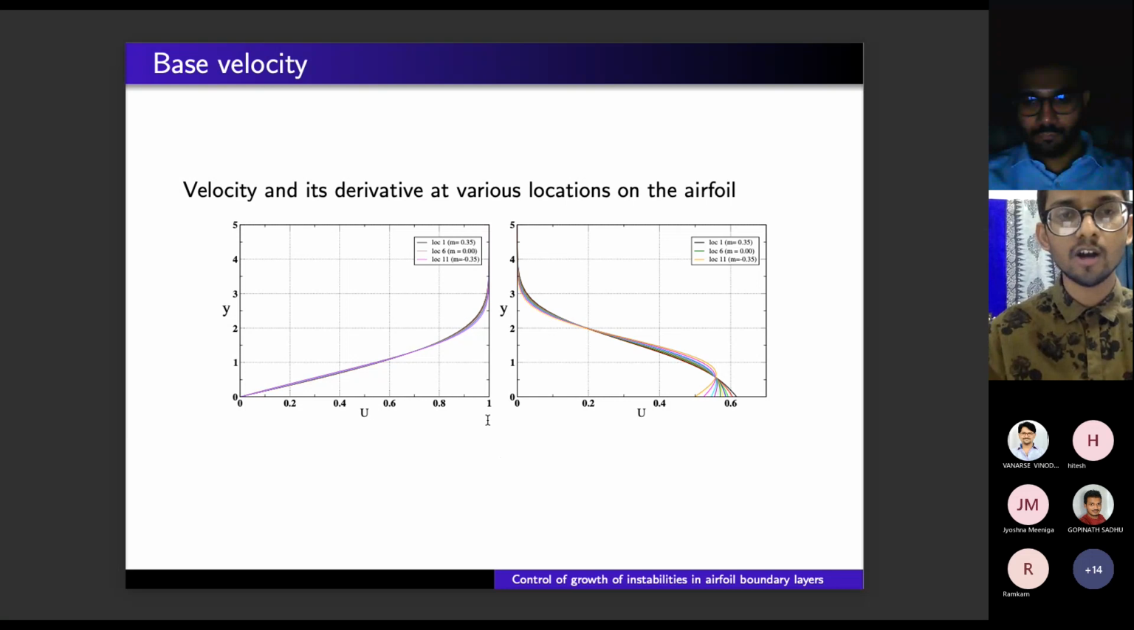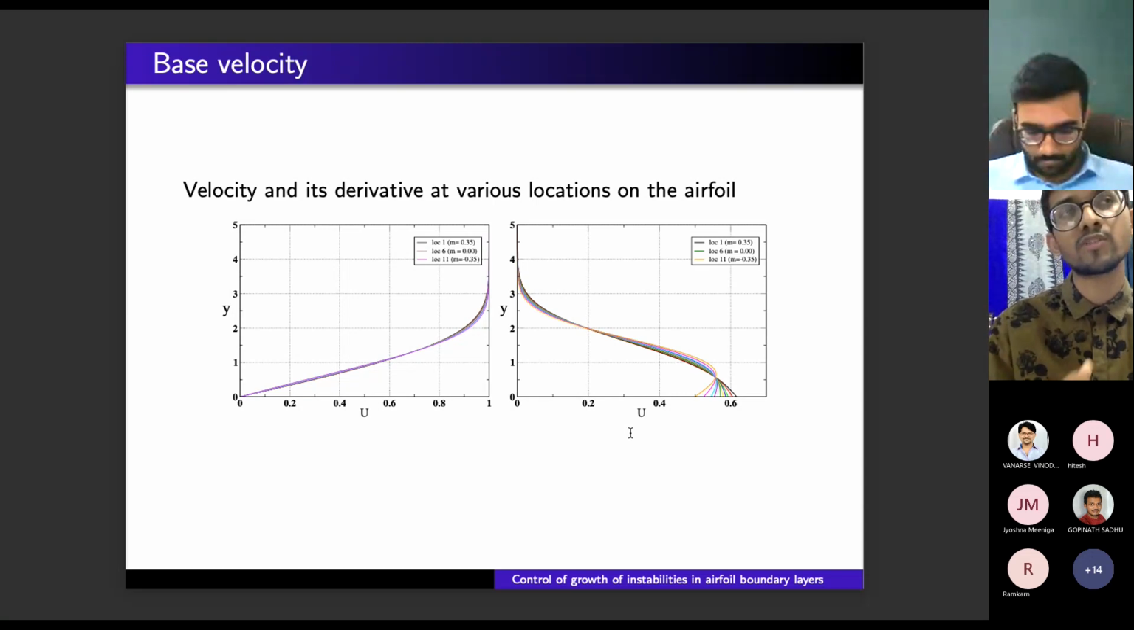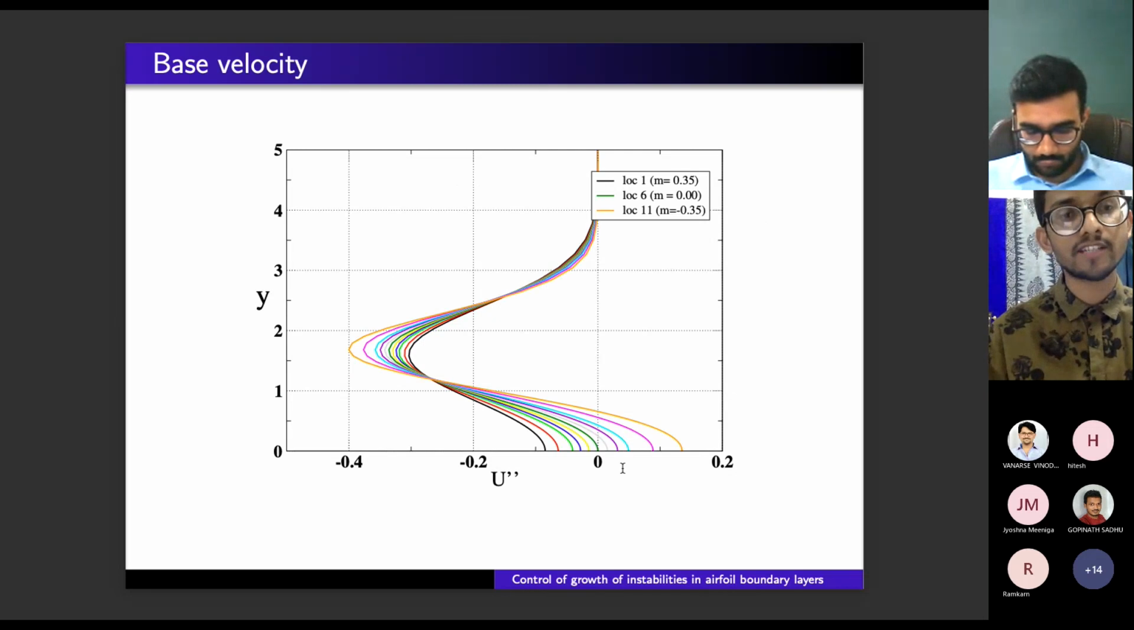Right, here are the obtained base velocities for different locations. So this is the base velocity capital U, and this actually should be U dash, which is the first derivative. And we are obtaining them because we need them for our stability calculation, which will be discussed in the coming slide. We also have the double derivative of the base velocity, as we also require this for the stability calculation.